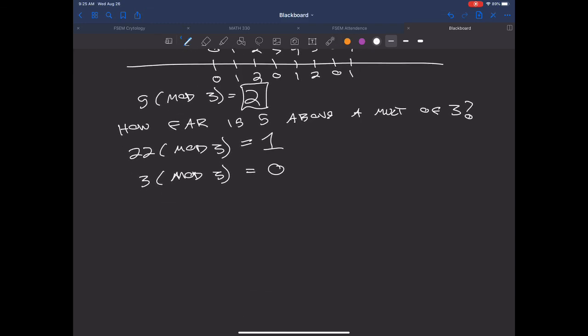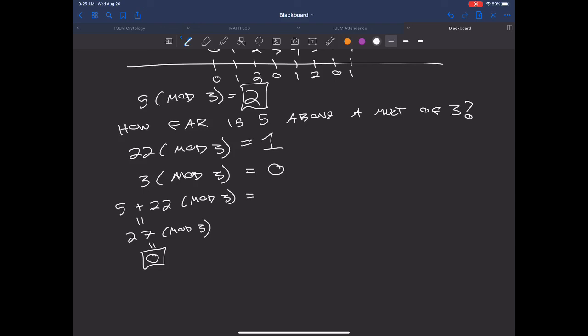All right, and so last bit, and this one's really important. What is 5 plus 22 mod 3? There are actually 2 ways that you can do this. We could add 5 and 22. That gives us 27 mod 3. 27 is a multiple of 3, so it's 0 units away from a multiple of 3. So the answer is going to be 0.